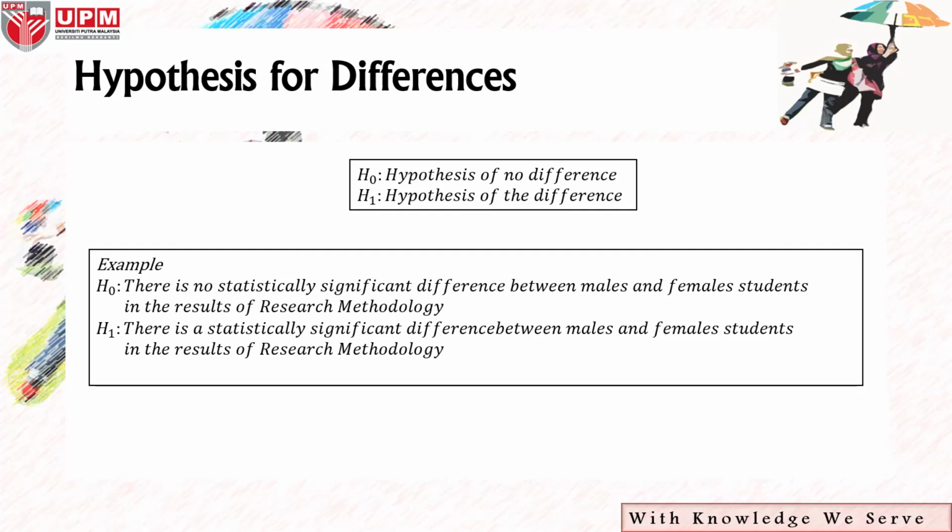And also, we do not mention which group is better than which group. Kita tak ada mention mana-mana kumpulan lagi bagus daripada mana-mana kumpulan. We do not mention the direction, nor specify which group is better. So itu adalah two tail. This is the example of a two tail research hypothesis for difference. The null hypothesis will be: there is no statistically significant difference between male and female students in the result of research method. Ini contoh how you develop the hypothesis for difference.